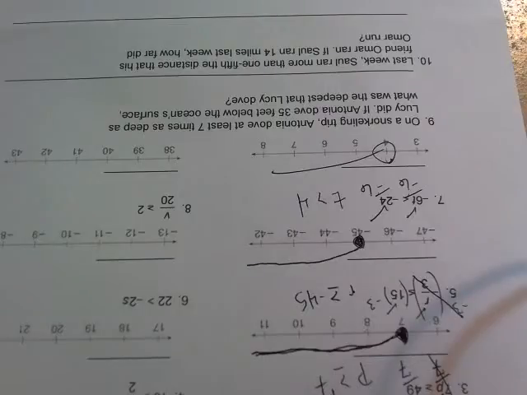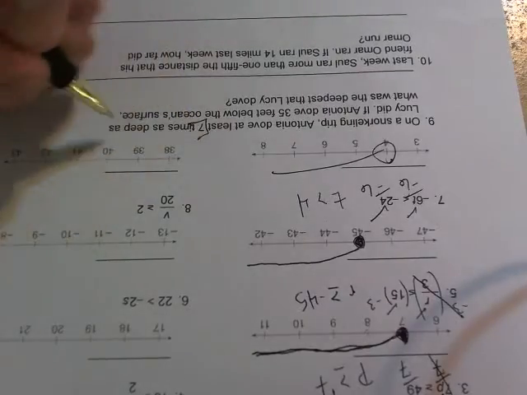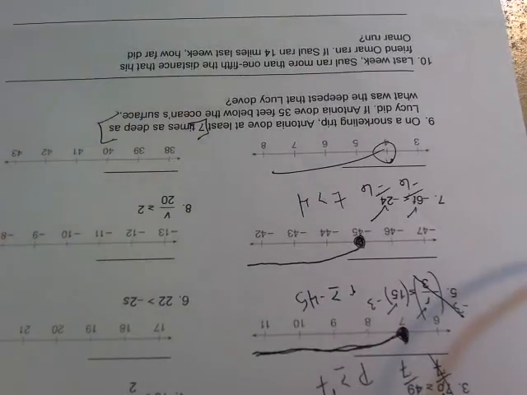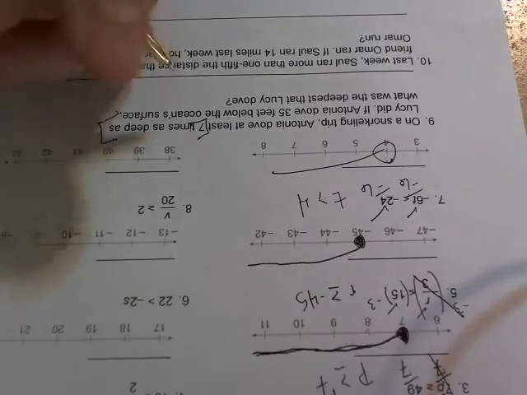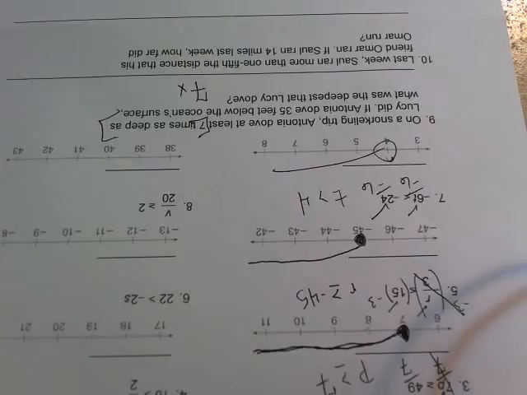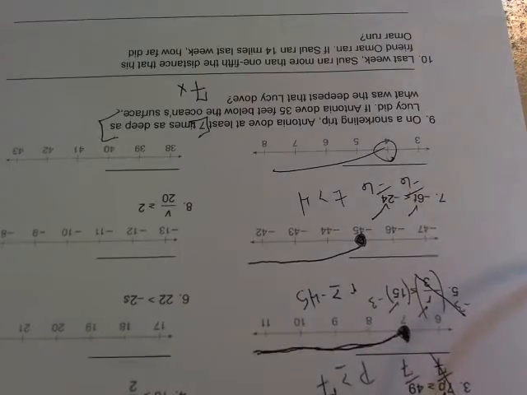All right, let's try number 9. On a snorkeling trip, Antonia dove at least 7 times as deep as Lucy did. Key piece of information because we have to write the inequality here. 7 times as deep. We don't know how deep that is, so it's going to be x. If Antonia dove 35 feet below the ocean's surface, what was the deepest that Lucy dove? So if they're saying it's the deepest she could have gone, then that means the furthest down she would have gone is 35, so it's going to be less than or equal to 35.